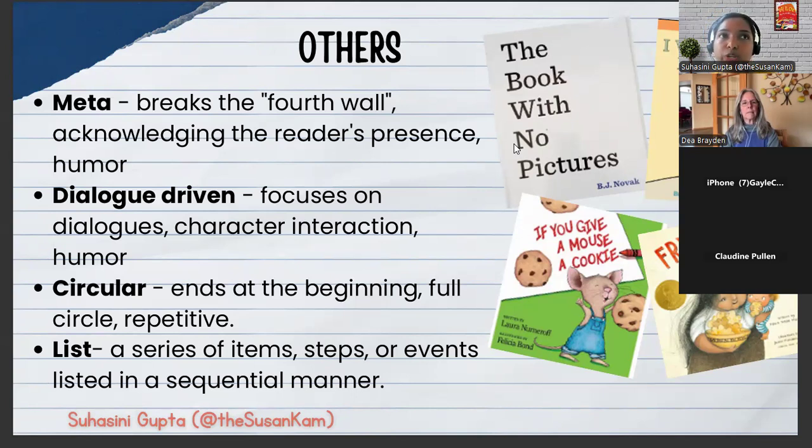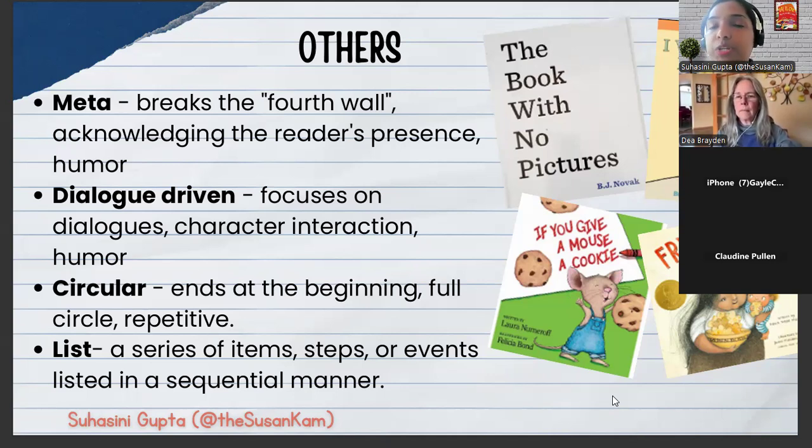So if you are planning to write dialogue driven books, this is something you can check out. Then we have If You Give a Mouse a Cookie, another picture book which follows a structure called circular structure, which ends at the beginning and it feels like a full circle. And then finally, we have list structure, where a series of items, steps, or events are listed in a sequential manner.